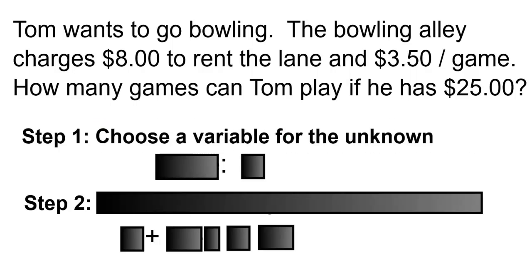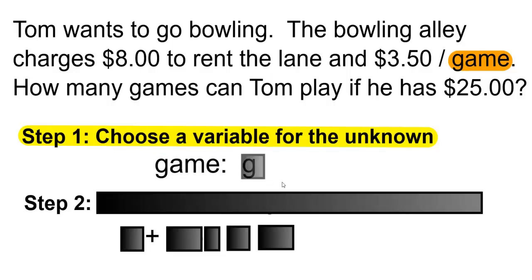Step number 1. Choose a variable for the unknown. The unknown is going to be how many games Tom can play. So for game, we can use G as our variable.